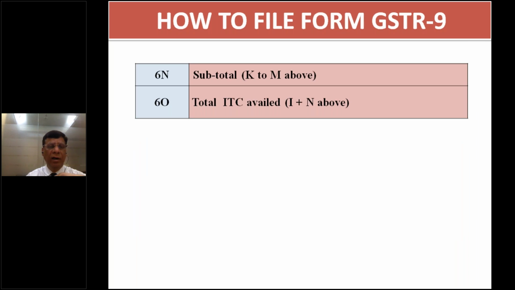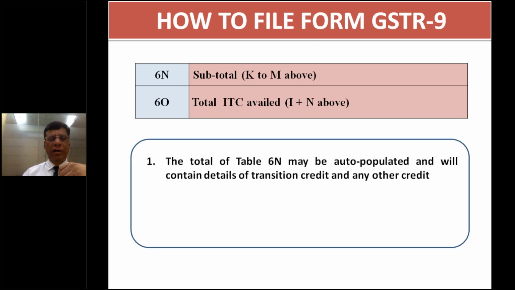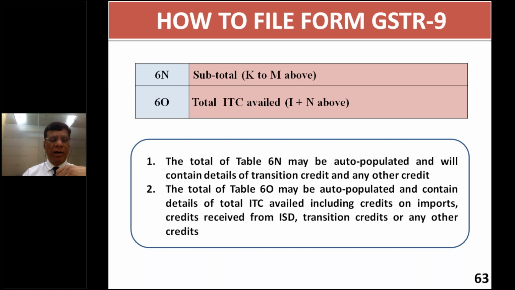So 6N will contain A to M above, and 6O contains ITC availed from I to M above. The total of table 6N may be auto-populated and will contain details of transition credit and any other credit. The total of table 6O may be auto-populated and contain details of total ITC available, including credits on imports, credits received from ISD, transition credits, or any other credits.